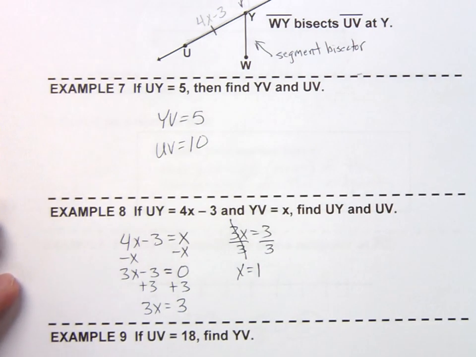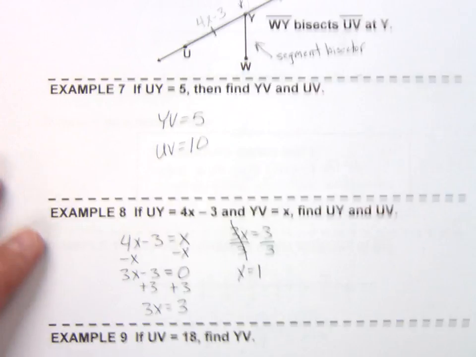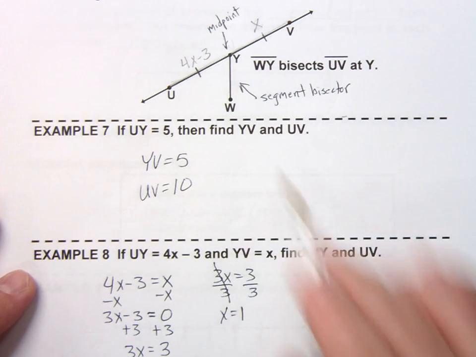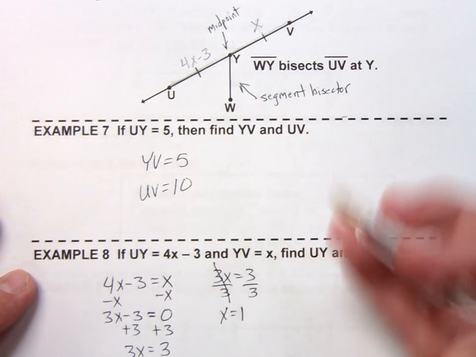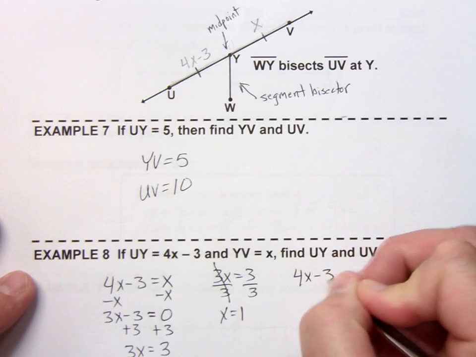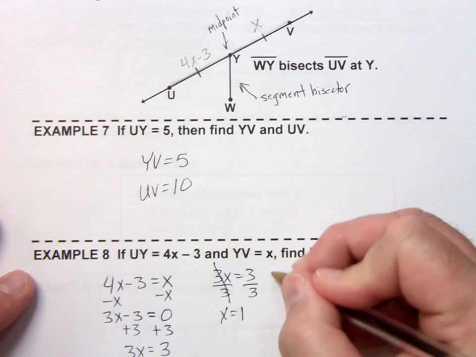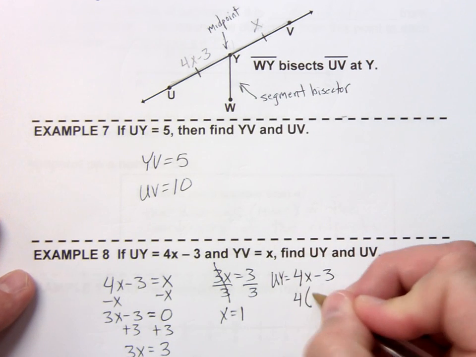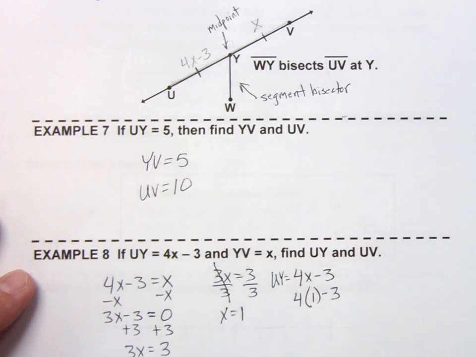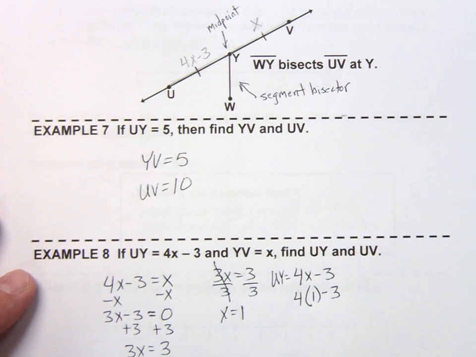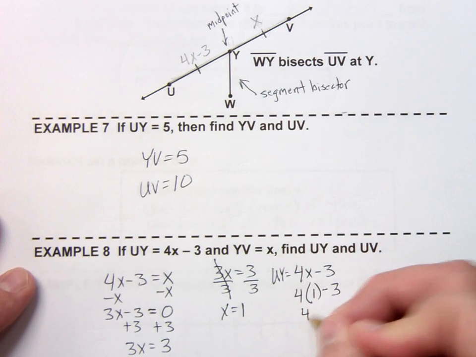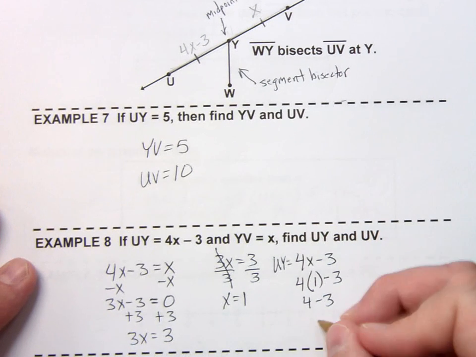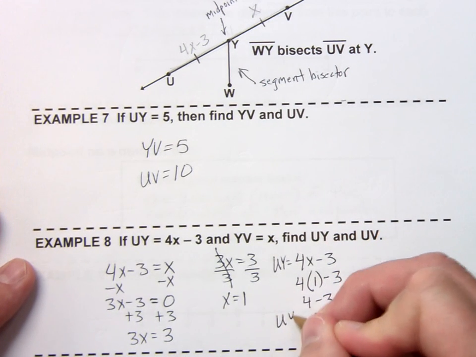So now that I know what x is, we can substitute that back in and find out what these segments are. So the distance from U to Y, that was the one with the expression 4x minus 3. So the distance from U to Y is 4x minus 3. Now that I know x is 1, I can substitute that 1 in place of x. And then I can solve. So 4 times 1 is 4, and 4 minus 3 is 1. So the distance from U to Y is equal to 1.